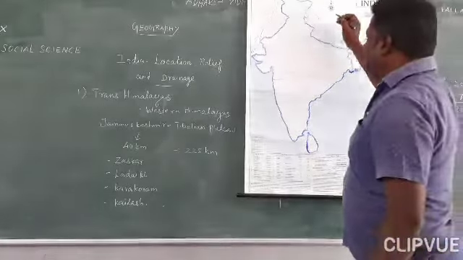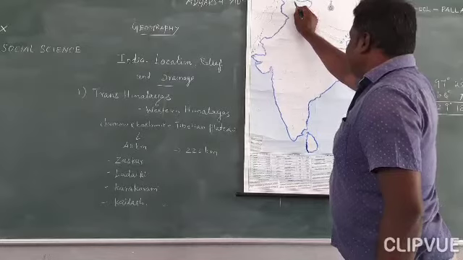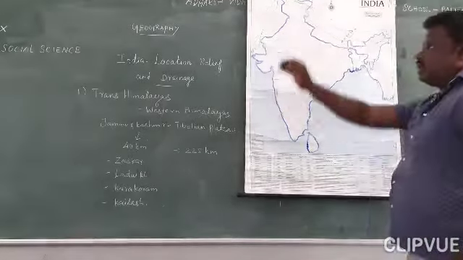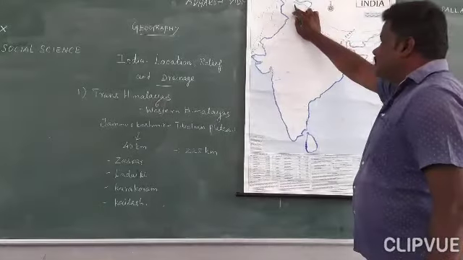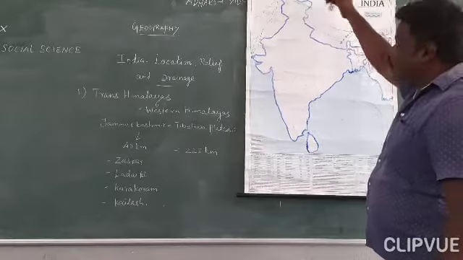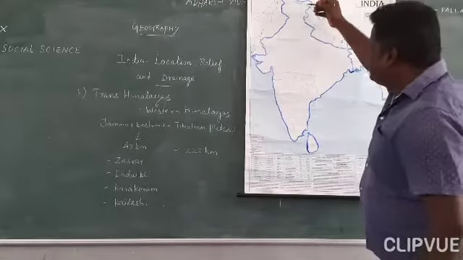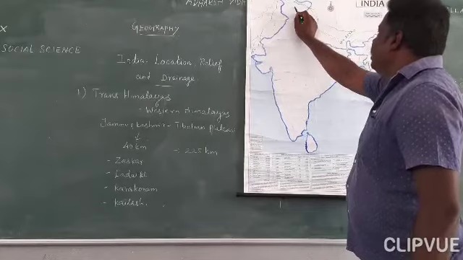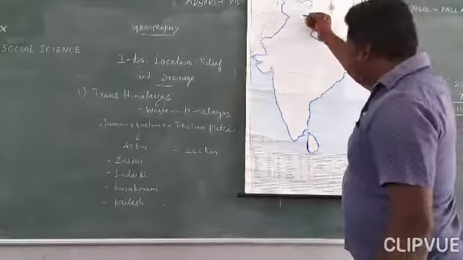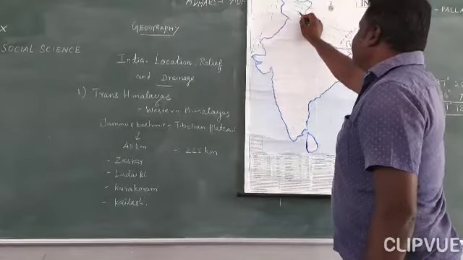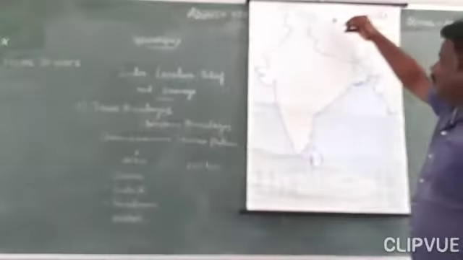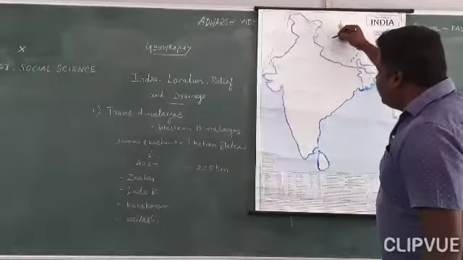So you see the location, the Karakoram range is in the topmost of India. It starts in the Jammu and Kashmir side and comes out and extends up to the Tibetan plateau. Next you can see the Ladakh range. So this is the Ladakh range. And next you can see the Zanskar. So this is the Zanskar range. And one more range we call the Kailash range.